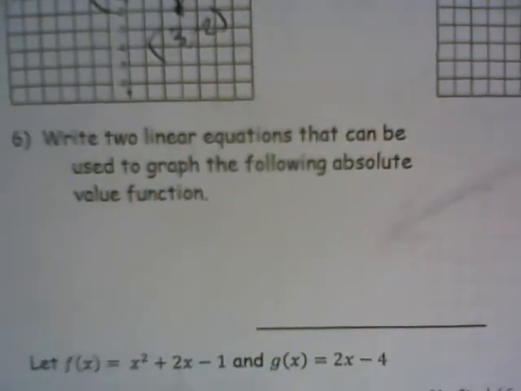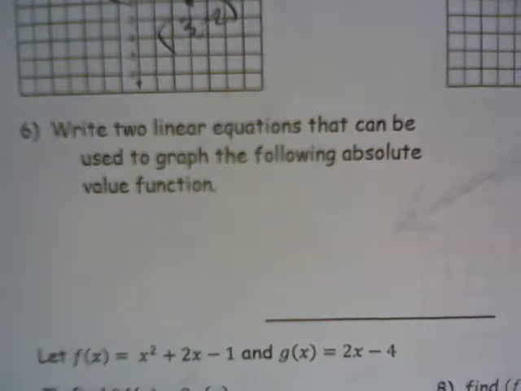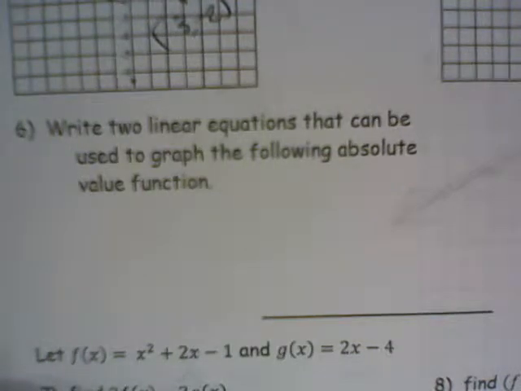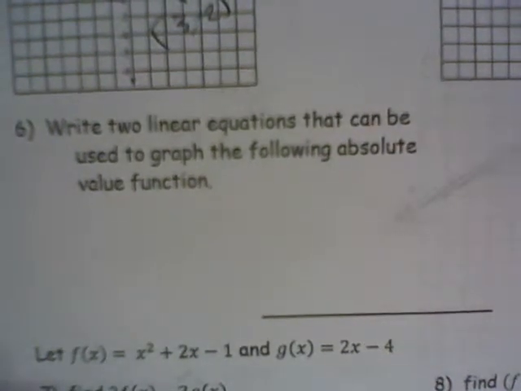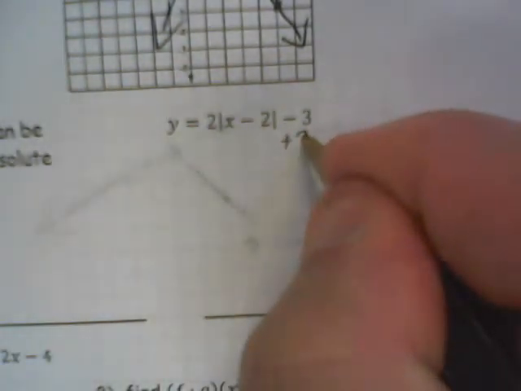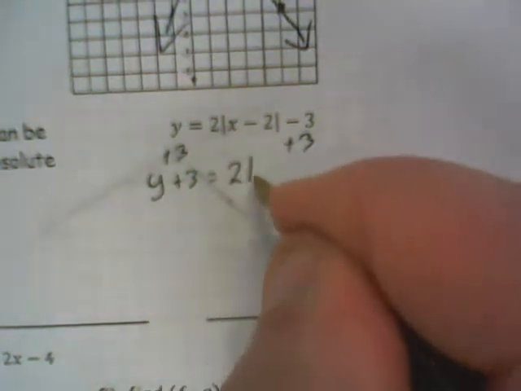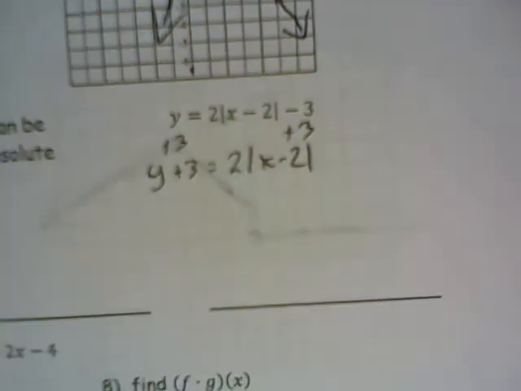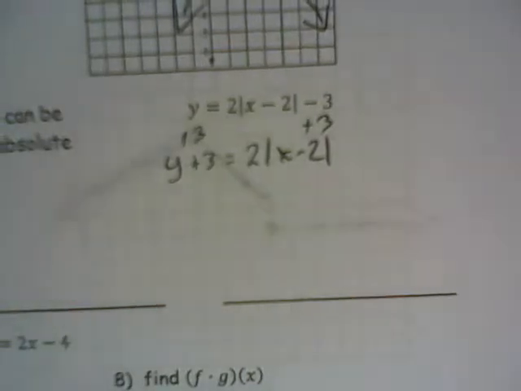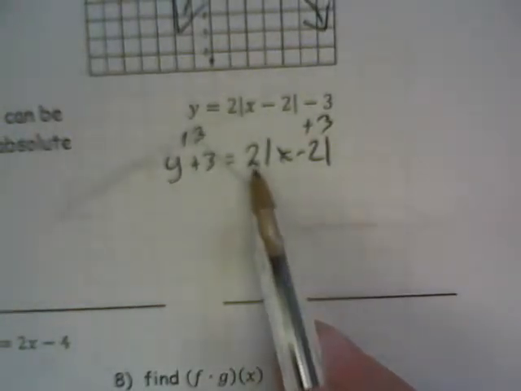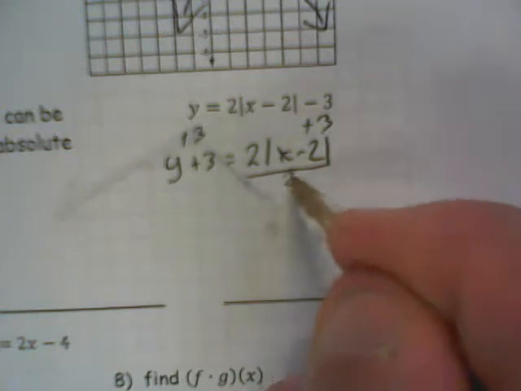Let's move on to number 6. Write two linear equations that can be used to graph the following absolute value function. So what I'm going to do is take a look at, here's our absolute value function. I want to isolate the absolute value part. So I'm going to start by adding 3 to both sides, and I'll have y plus 3 equals 2 times the absolute value of x minus 2. I still have something outside of the absolute value, and that is a 2. I want to get rid of that 2, so I'm going to divide both sides by 2.